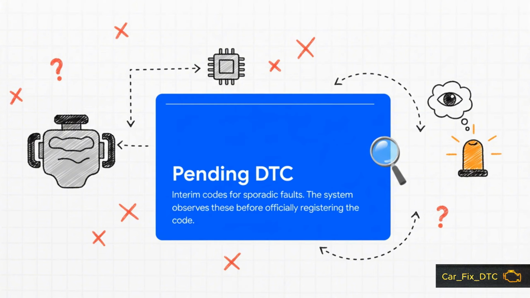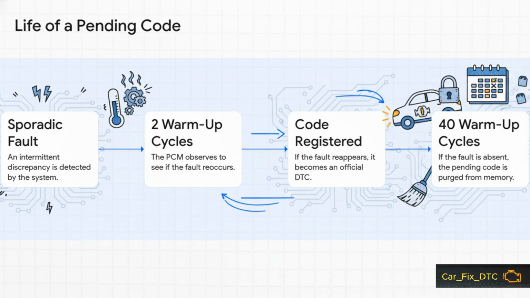But what about problems that kind of come and go? You know, those little hiccups? That's where pending codes come into play. When your car's computer sees a fault that happens just once, it doesn't immediately freak out. Instead, it logs a pending code and basically says, that was weird, I'm going to keep an eye on that. So here's how that keeping an eye on it thing works.